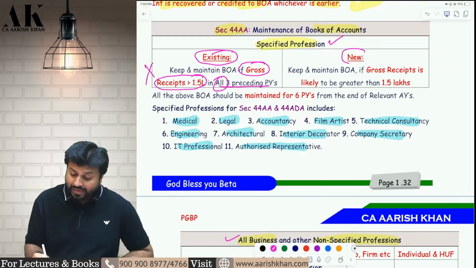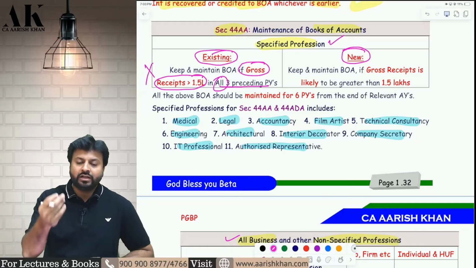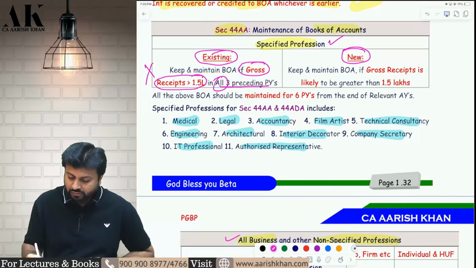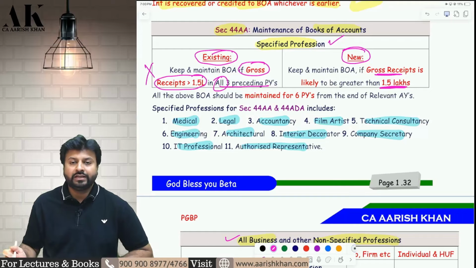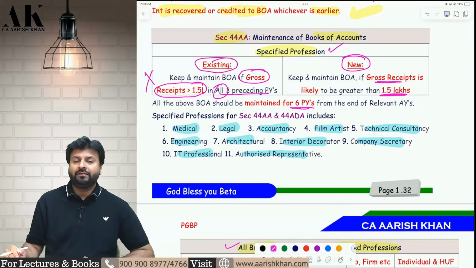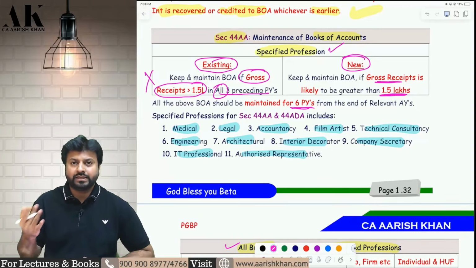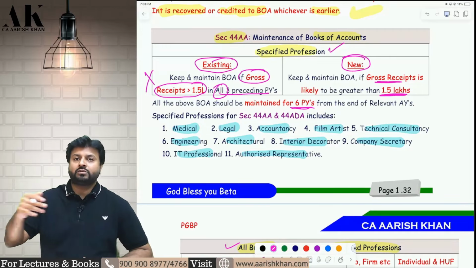Then if you are a new chartered accountant, new lawyer, new doctor, new film artist, new interior decorator, new company secretary, then you need to check whether the gross receipt exceeds 1.5 lakhs in the current year or not. Okay. I hope it is clear to all of you. Is it clear? Plus, you have to maintain the books of account for how many years? For 6 years from the end of the relevant year. Why? So suppose the previous year 24-25 is going on, assessment year 25-26 is going on. So from 25-26 onward, 6 years will complete on 31st March 2032.